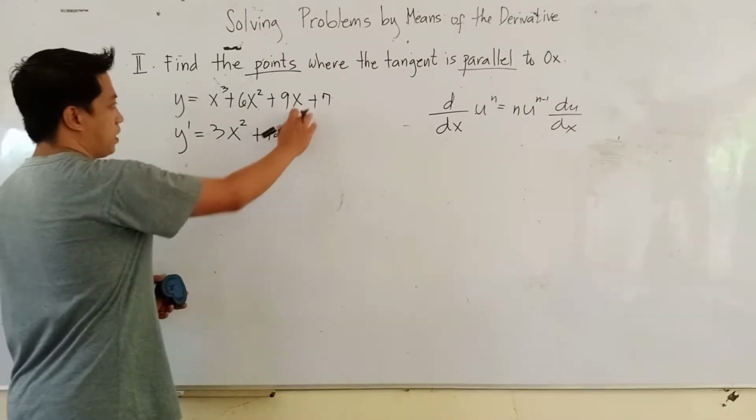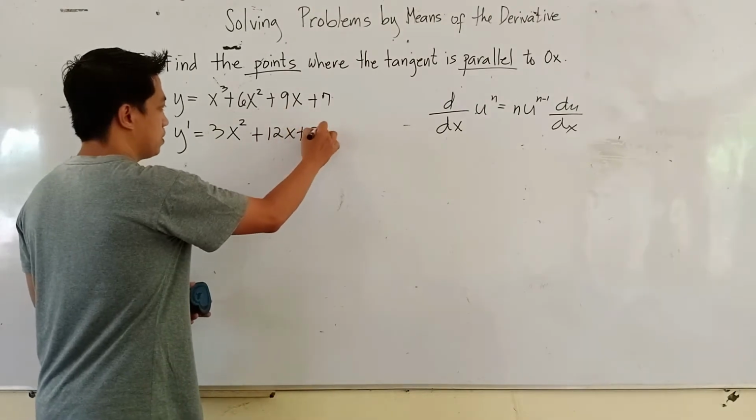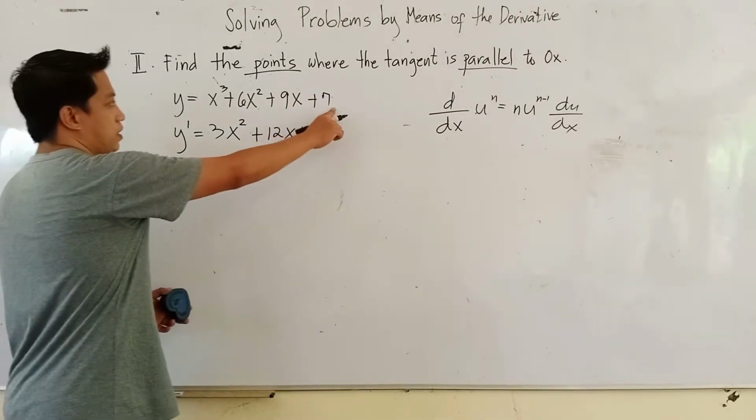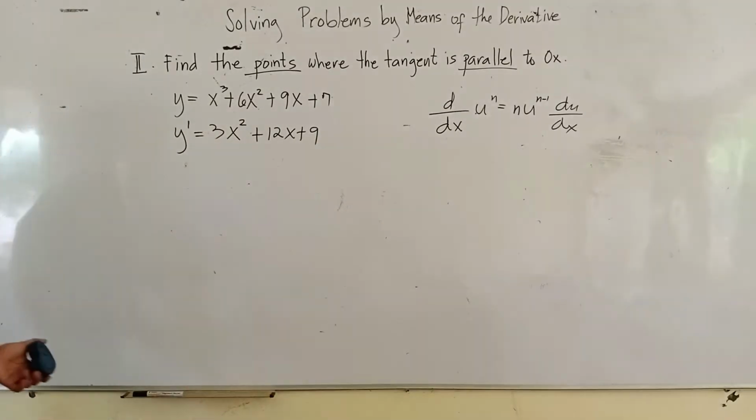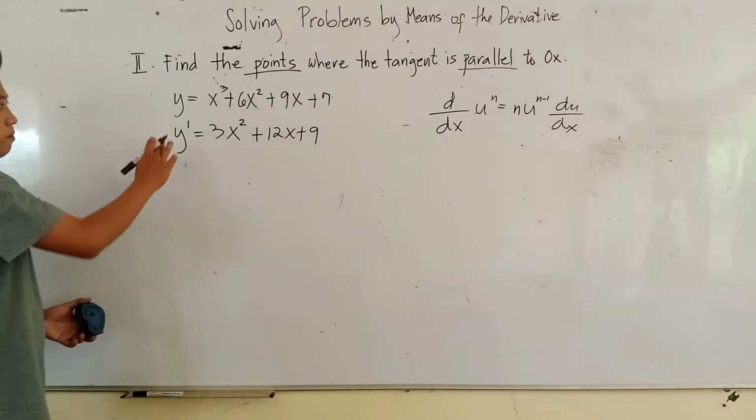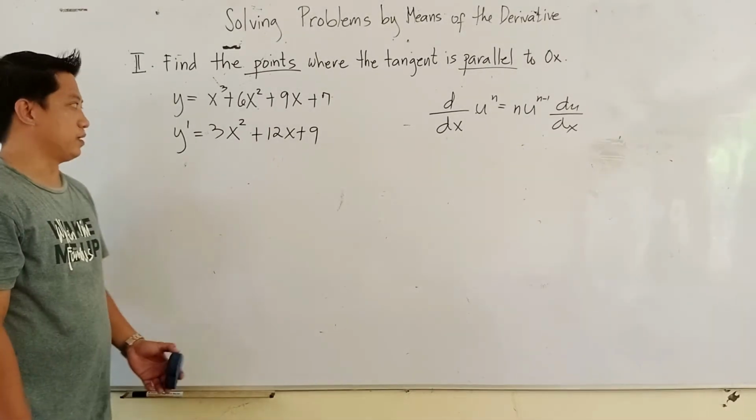Then, derivative of 9x, we know that derivative of x is 1. So 1 times 9 is 9. Derivative of constant 7, that is 0. So it's 0 already, it's gone. So we have y prime is equal to 3x squared plus 12x plus 9.